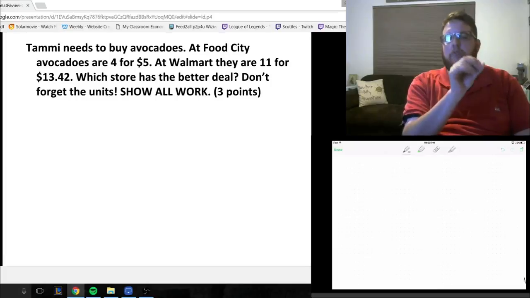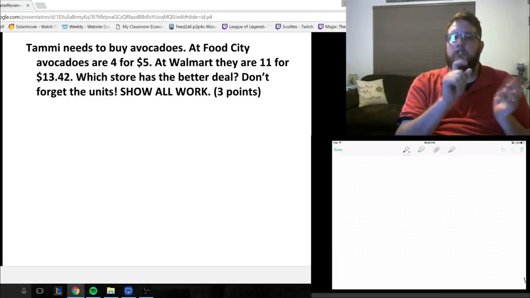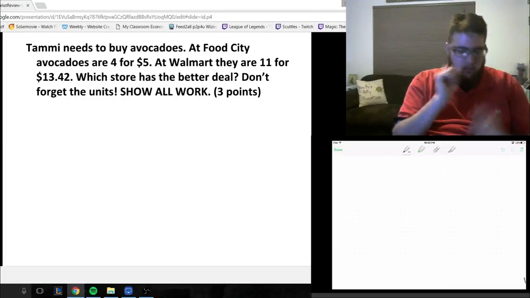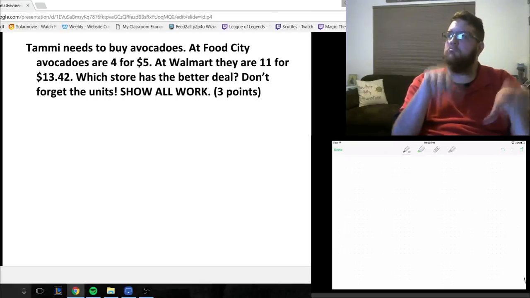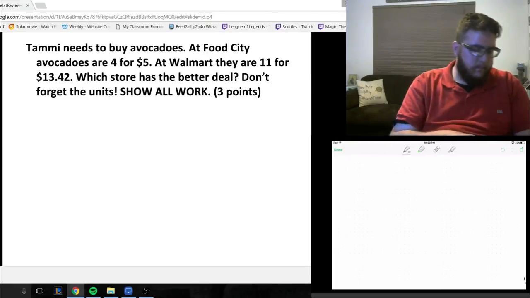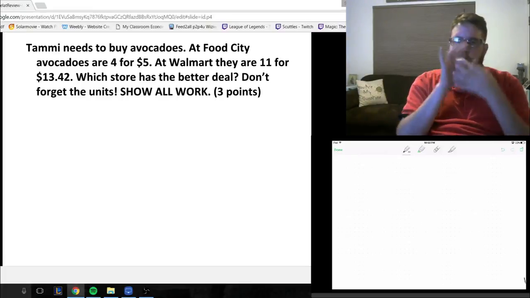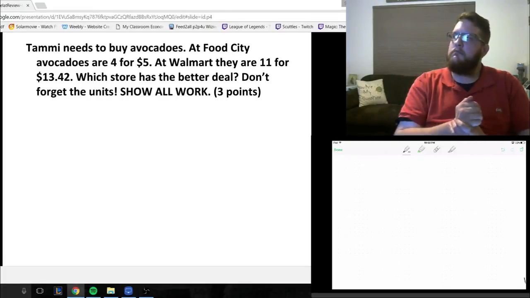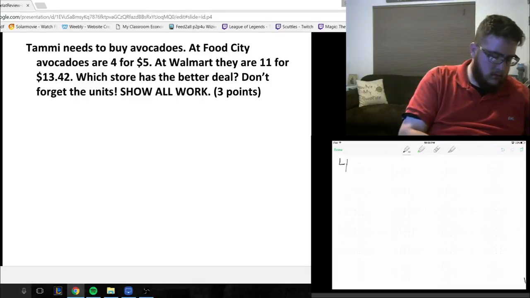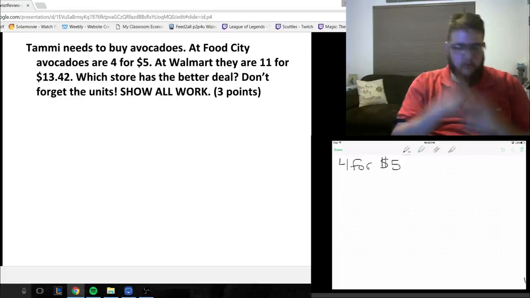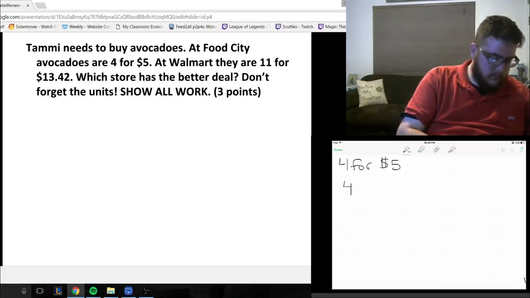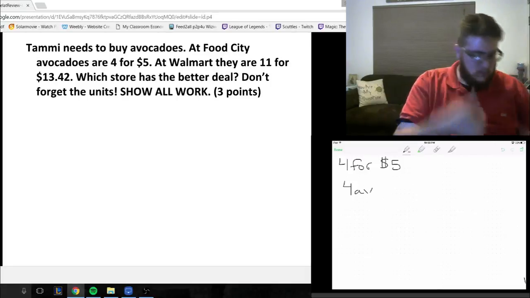So in order to do this, we're going to need to find the two unit rates, one for Food City and one for Walmart, and then compare them. So let's go ahead and find Food City's. What's the useful information in regards to Food City? Well, it says that it's 4 avocados for $5. That's our important information. So now let's convert this into a ratio. 4 avocados, I'm going to write AV for avocado, 4 avocados per $5.